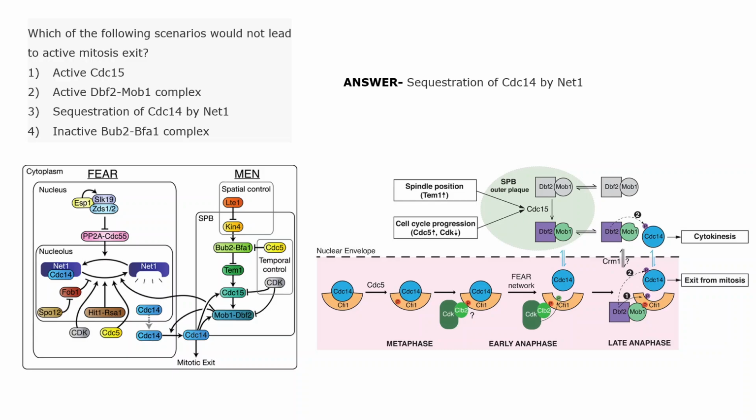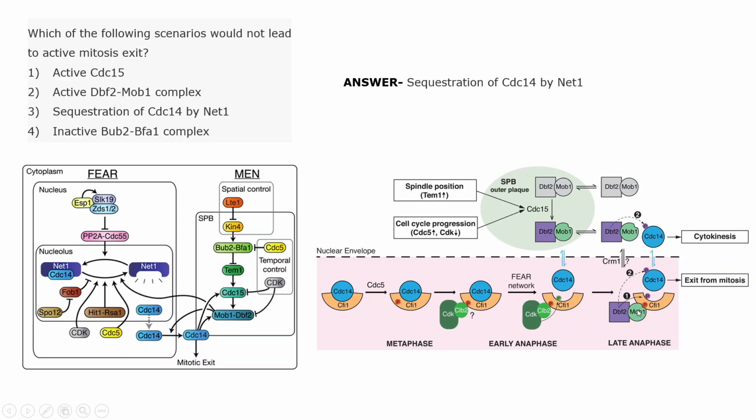When this happens, the CDC14 that is bound to this inhibitor complex is released. So it is now free. It is not active yet. It is however free. So it can move into the cytoplasm, into the spindle polar body complex that is present there. It can move out of the nucleus to the cytoplasm.